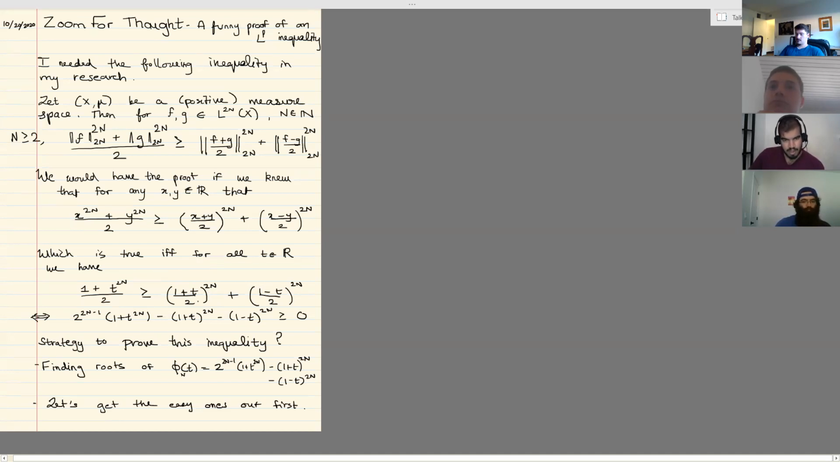Now rearranging, in order to show this L^2n inequality over here, we have to show this real inequality. All right. So now it got me thinking, how can I do it? The first guess was finding easy roots of this polynomial, which we shall call phi sub n of t. An easy root to see at first is just 1, right?